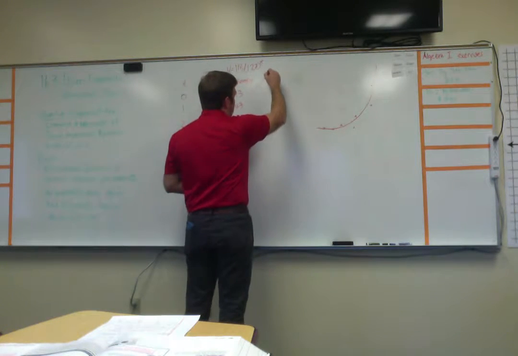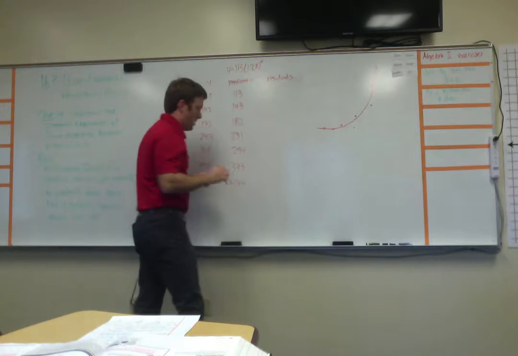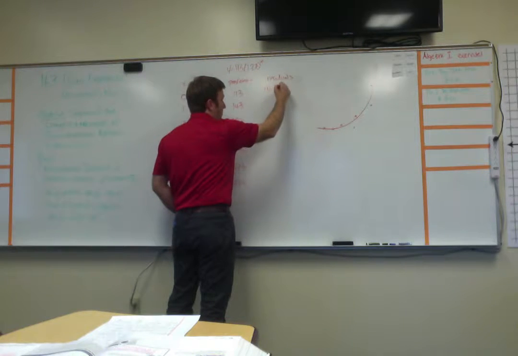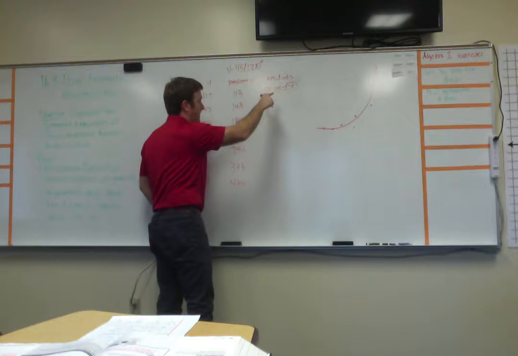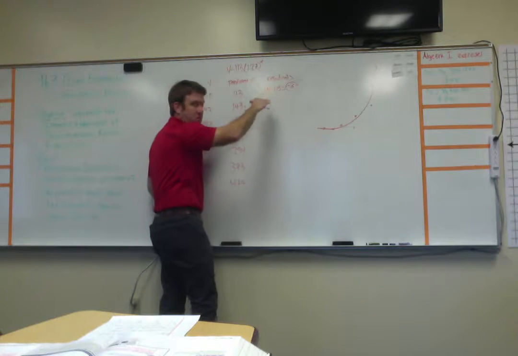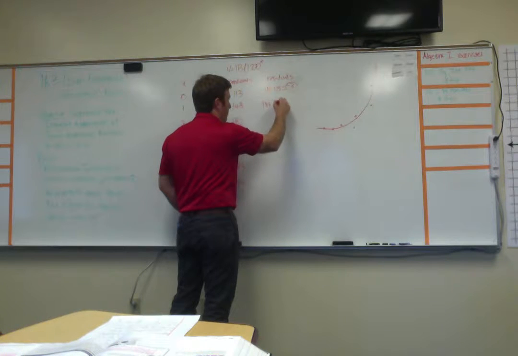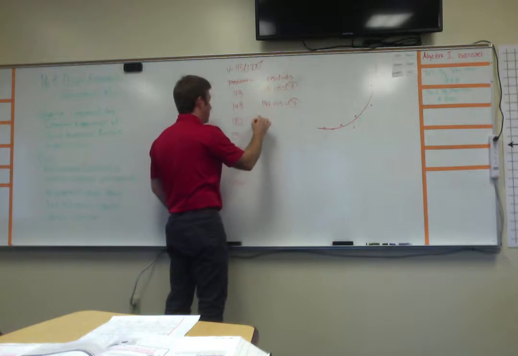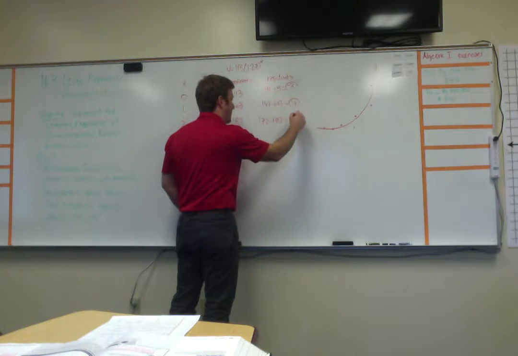So our residuals would be right here. It would be 110 minus 113 equals -3. That would be our residual for that data point. Our residual here would be 147 minus 143 equals 4. Our residual here would be 172 minus 182 equals -10.